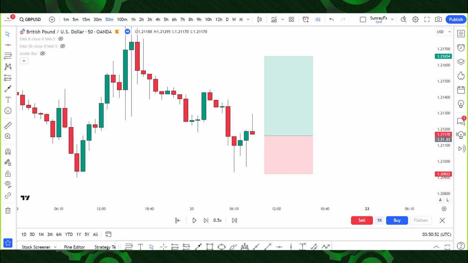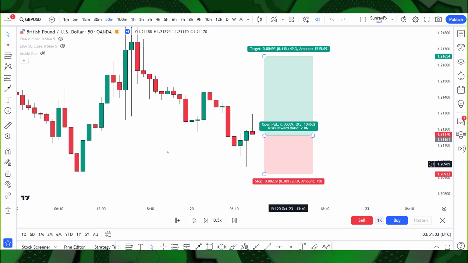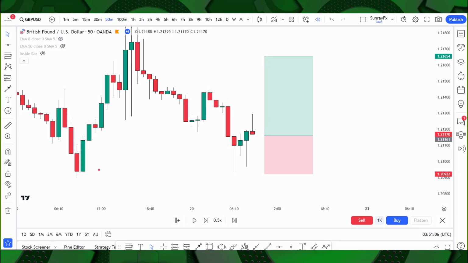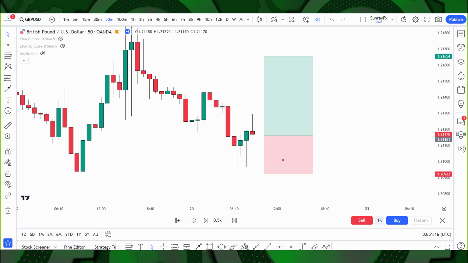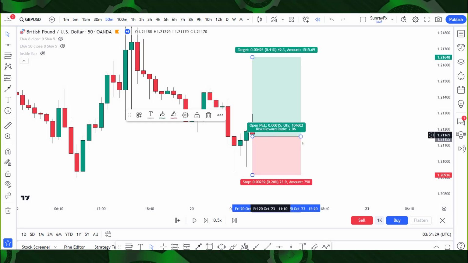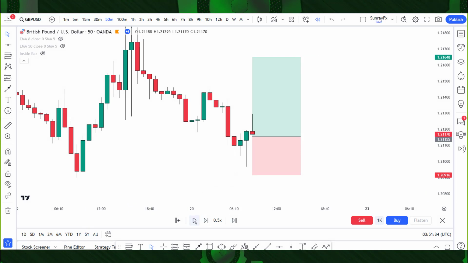This is the current market. Market is at 1.2117, but your entry price is 1.21161. So you put a buy limit. The command that you put here is buy limit, because market is at the top, you are expecting market to come down and pick you. So that will be a buy limit. So let's see what happens after we place our trade now.